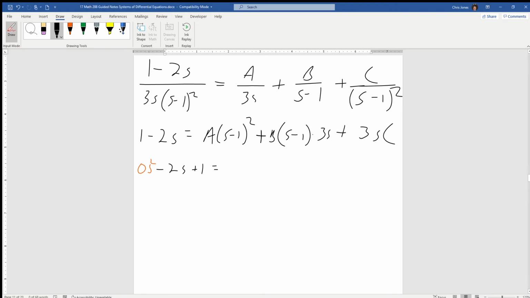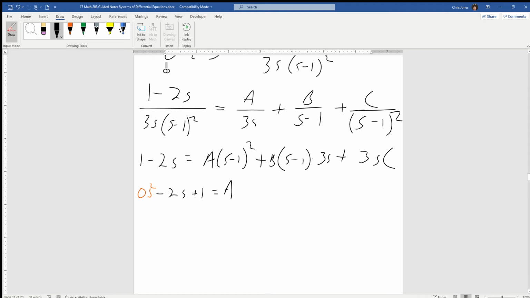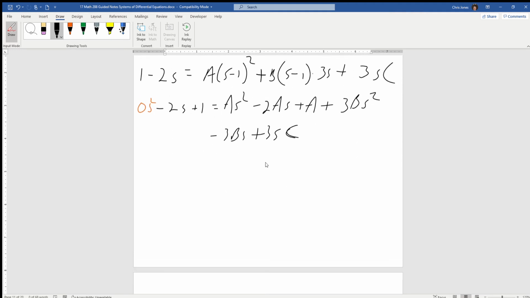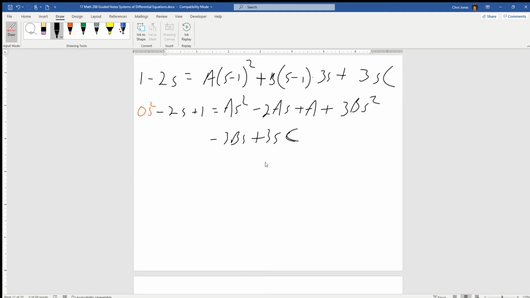If we do that, we're going to get As squared minus 2As plus A plus 3Bs squared minus 3Bs, and then we have that 3sC. Hopefully we get a nice system out of this. It shouldn't be too bad. So we match up the s squareds, and we get A plus 3B is equal to 0, so that's helpful. That takes care of our s squareds.